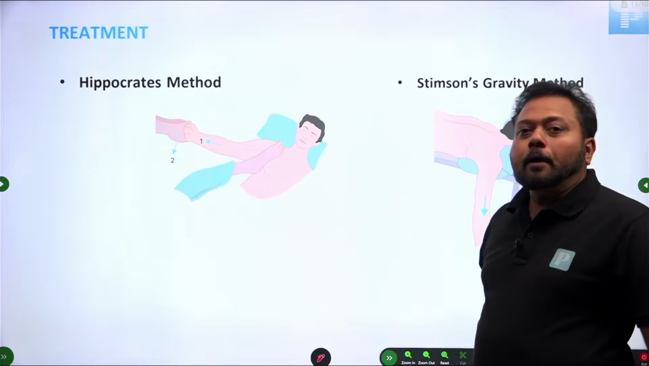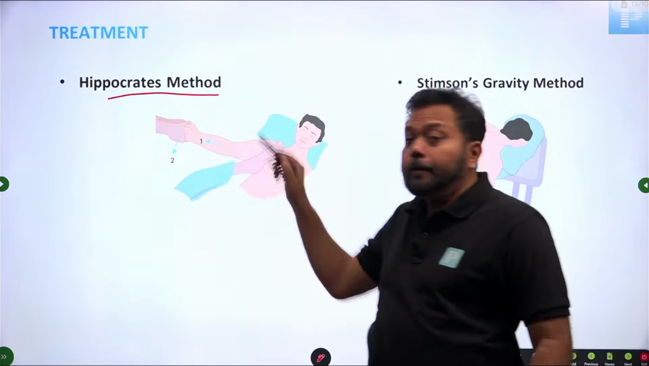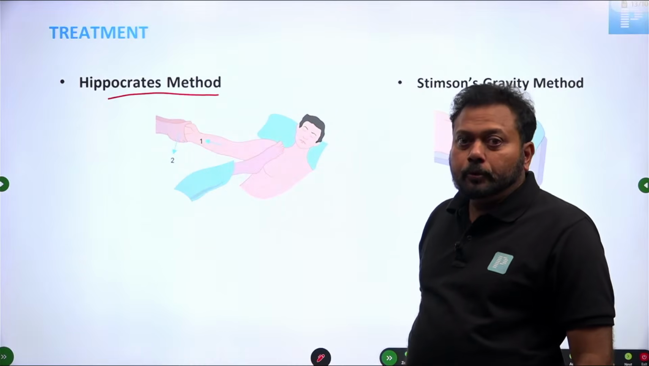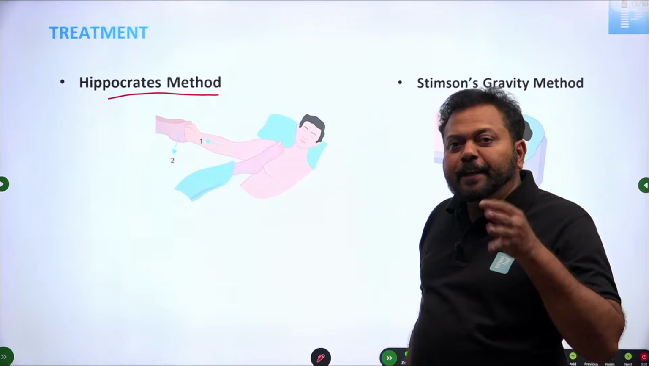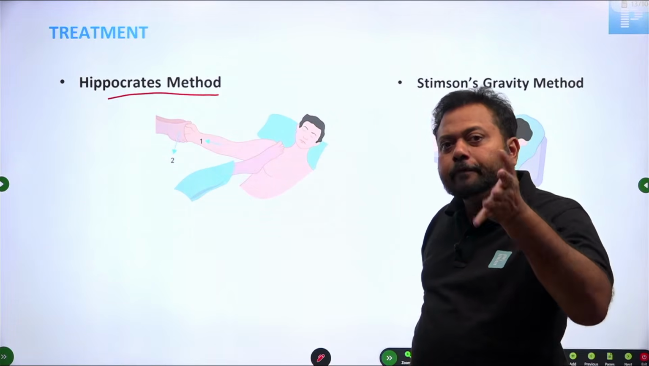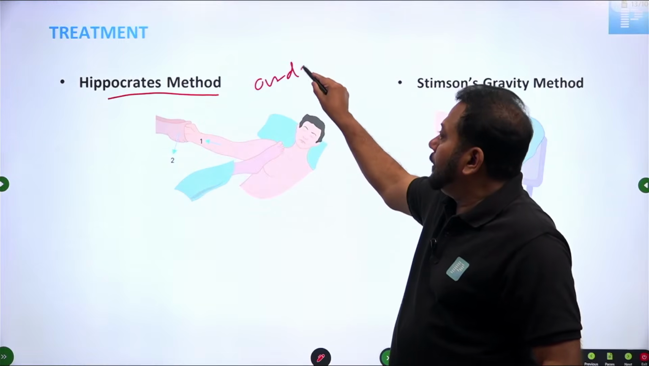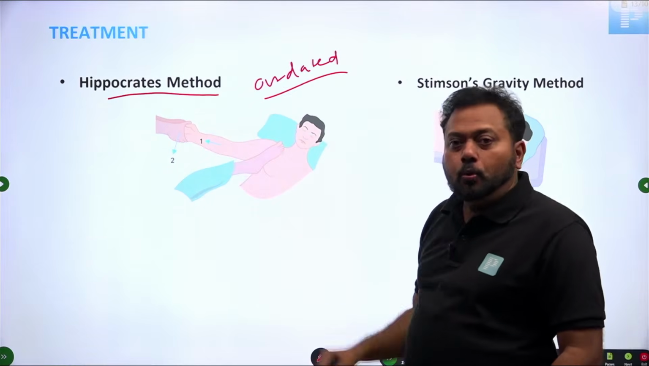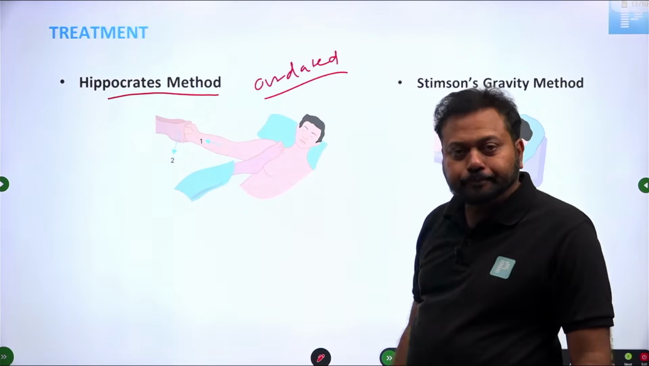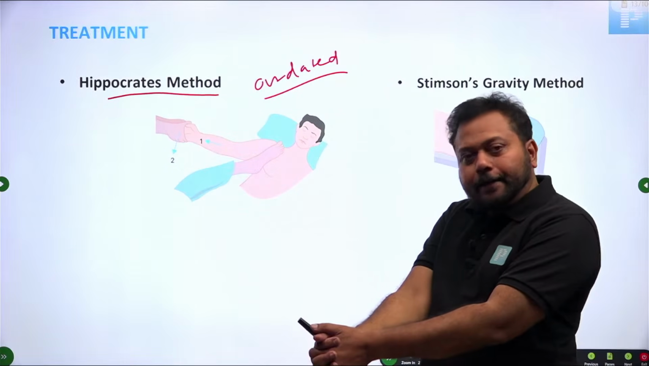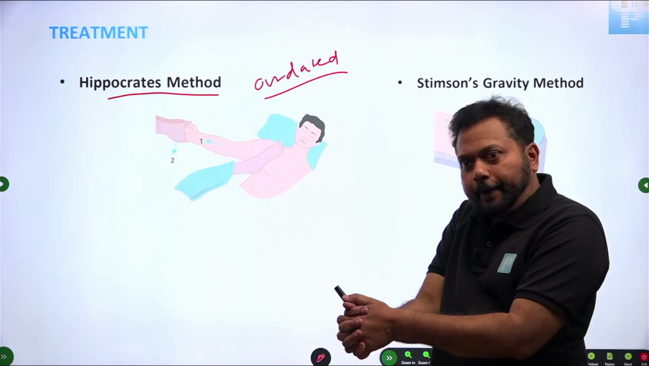Now coming to treatment, the first employed technique was Hippocrates method. Very effective. Don't think it is ineffective. But the problem is that it plays with the morality or dignity of the patient. Nowadays you can't do it. That is why it is outdated. The patient has to come and lie down on the floor like this. The orthopedician will catch hold of the upper limb.